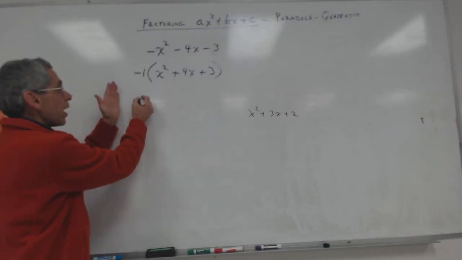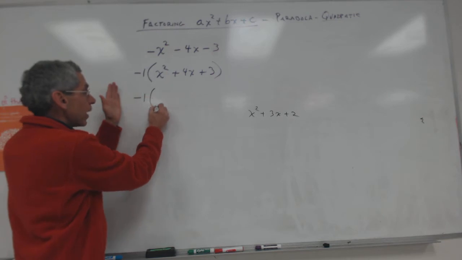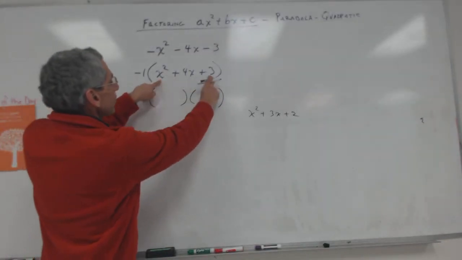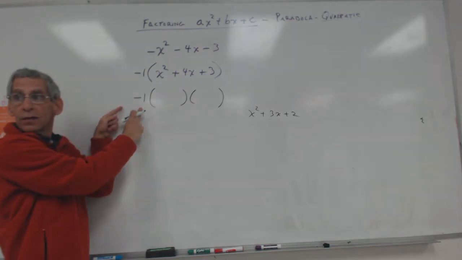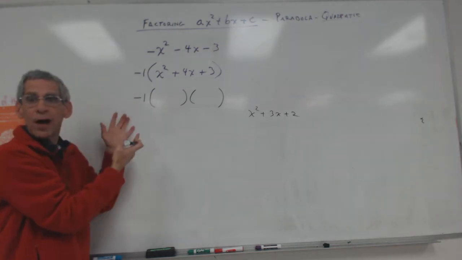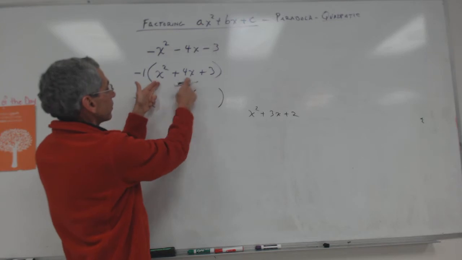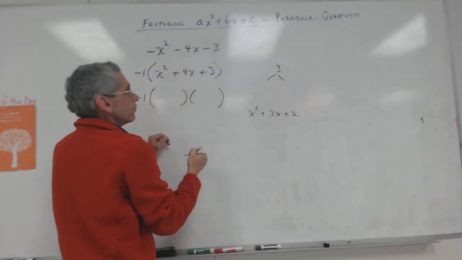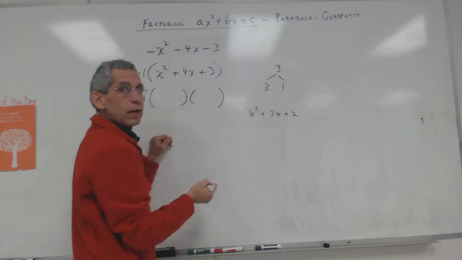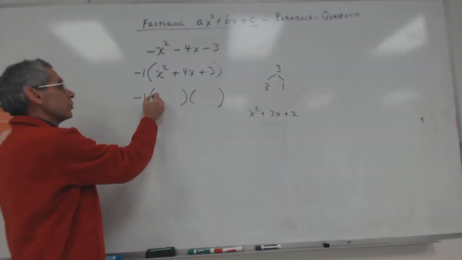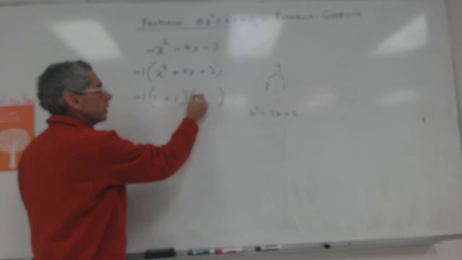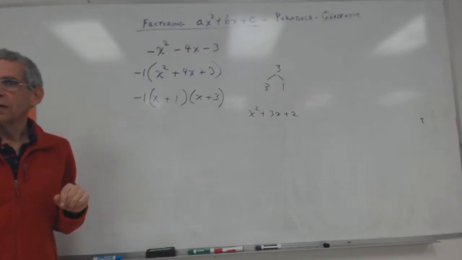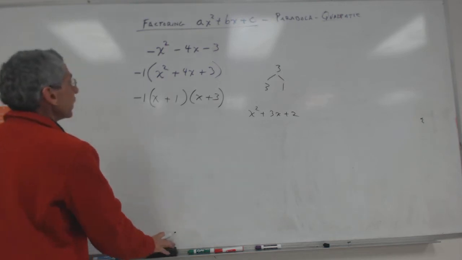All right, so now watch. I've got negative 1, parenthesis. I have to keep that negative 1 there, but it doesn't bother me now. All I have to do is factor this. x squared plus 4x plus 3: I need factors of 3 that add to 4. Well, 3 times 1, and 3 plus 1 is 4. So it's going to be x plus 1 and x plus 3. Makes sense? All right, so let's try another one.